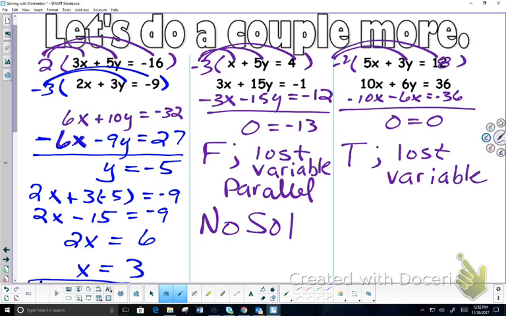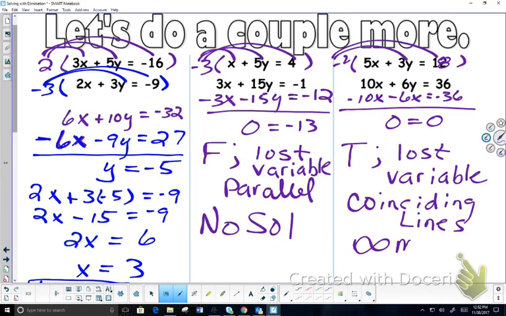What type of lines am I talking about? On top of each other. They're coinciding lines. So we got coinciding lines. And our solution would be infinitely many. Absolutely every single answer out there is a solution.